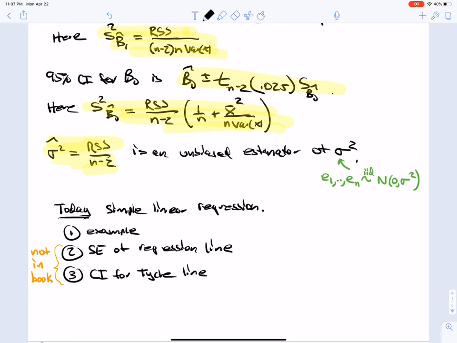Today we're going to further talk about simple linear regression with an example and talk about the standard error of the regression line and a confidence interval for the true line. This material is not in the book.